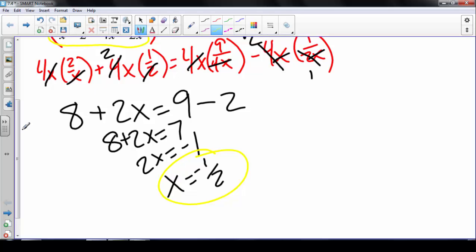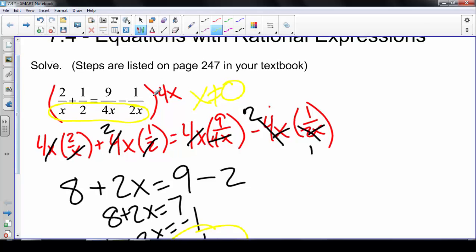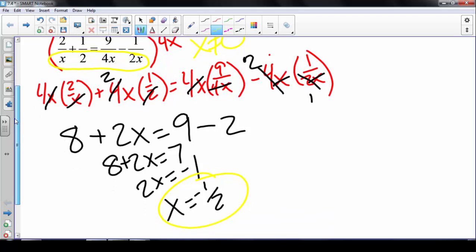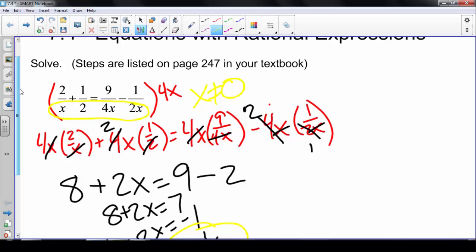One thing I am going to note is it doesn't matter when you look to see what values your denominator can't be. You can do it at the beginning, or you can do it at the end and check the values you got. It doesn't really matter as long as you make sure you check it.